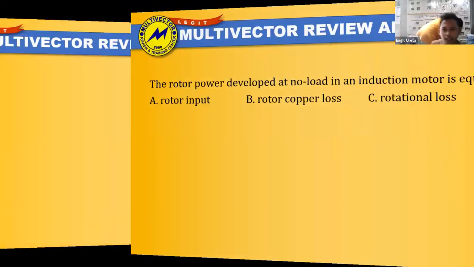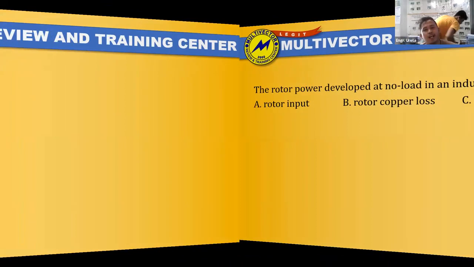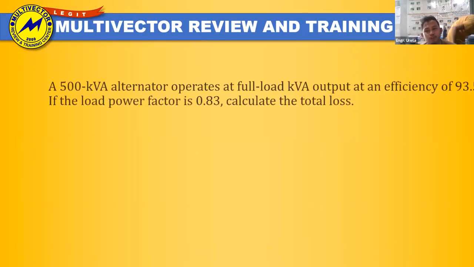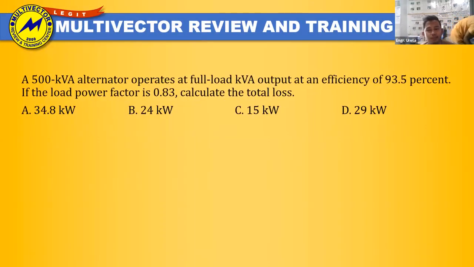Okay, next. Problem number 40. A 500 kVA alternator operates at full load kVA output at an efficiency of 93.5 percent. If the load power factor is 0.83, calculate the total losses. So in terms of the efficiency formula, our efficiency is just equal to output over input. Of course, there are many ways to express this, but it always comes from output over input. But our input is just equal to the output plus all the losses, plus P loss.